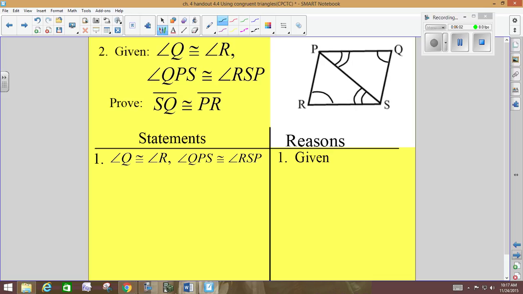We want to prove that SQ, the right side of the quad, is congruent to PR, the left side. Or we could say the right side of one triangle congruent to the left side of another triangle. So we're trying to prove that parts of the triangles are congruent. But before I can prove that the parts are congruent, what do I have to prove about the 2 triangles? They're congruent. Okay, what else do we need to prove that the triangles are congruent, Maddie? PS is congruent to itself.